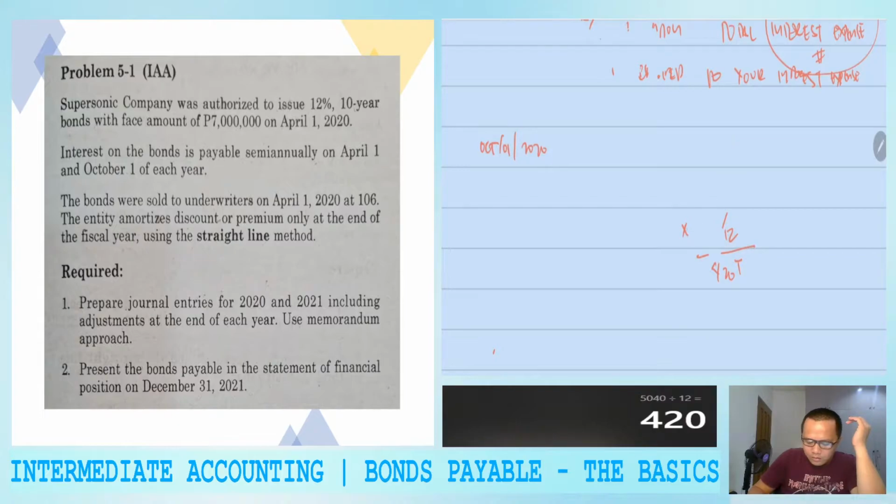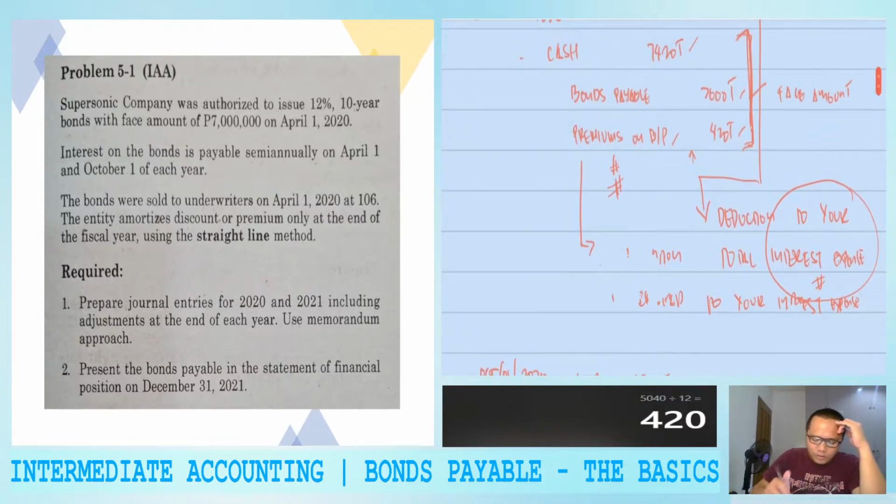So ngayon, to record that, we are to debit interest expense, credit cash, 420,000. Okay? Next, recognition.